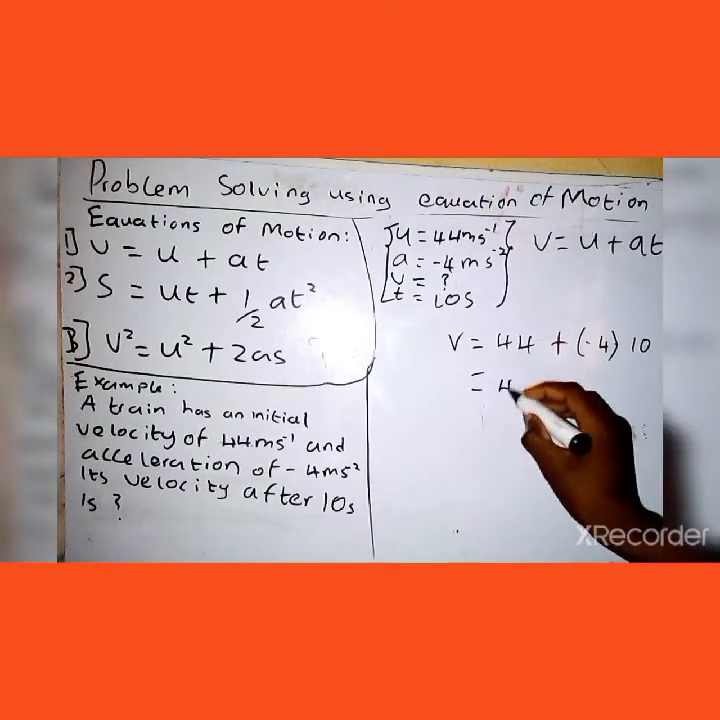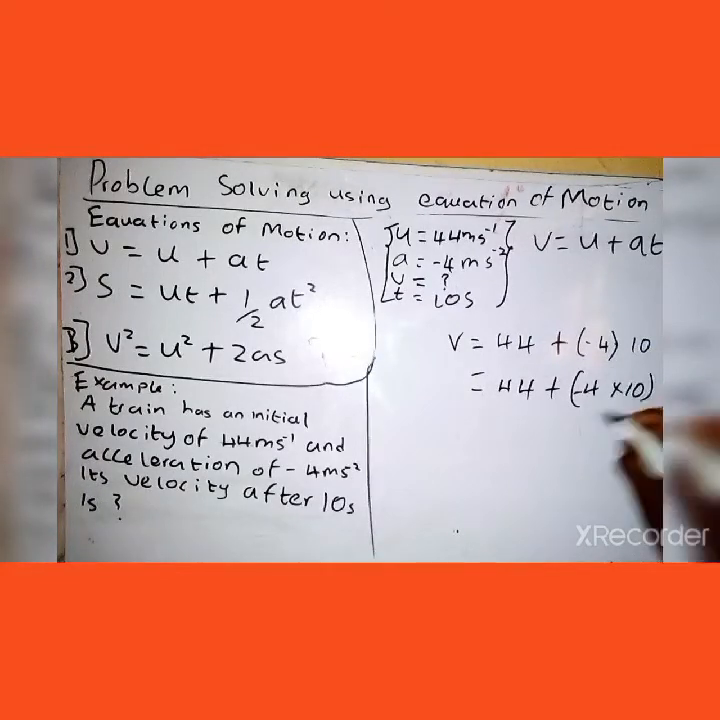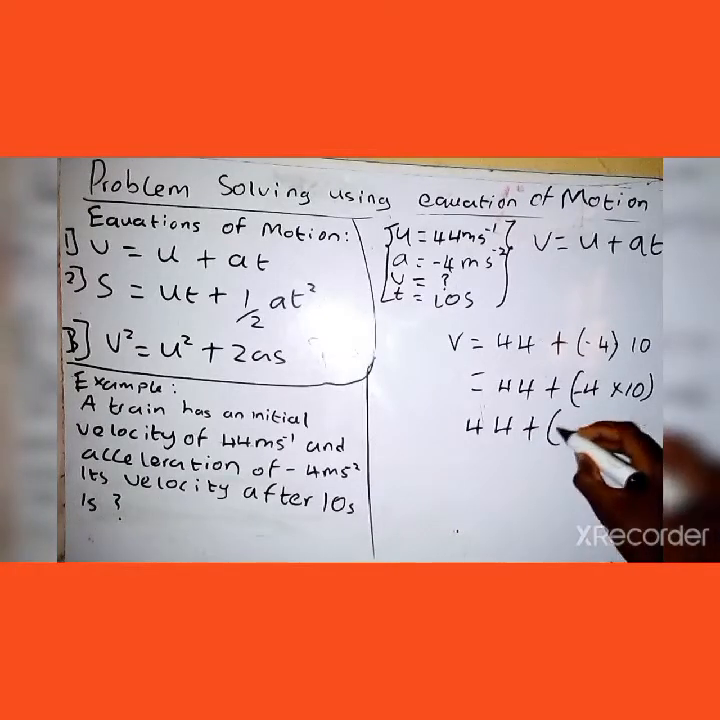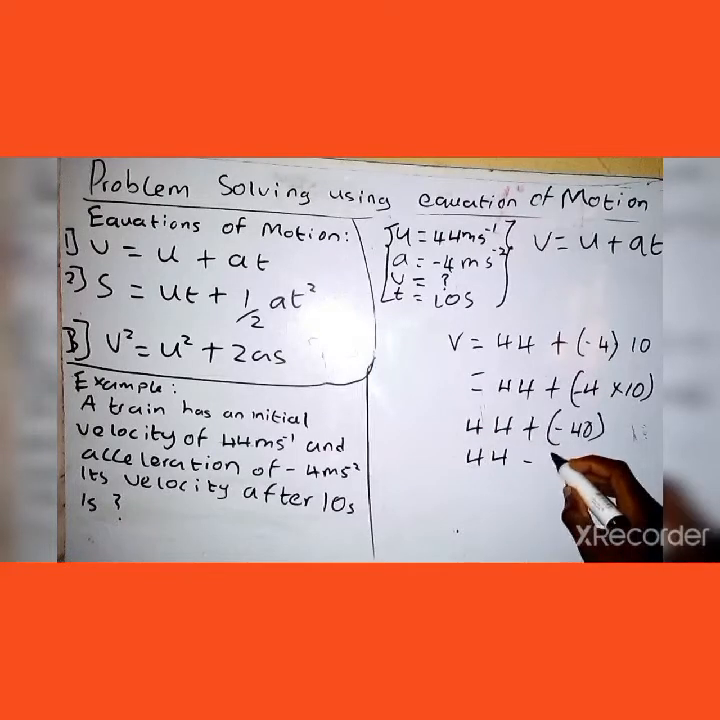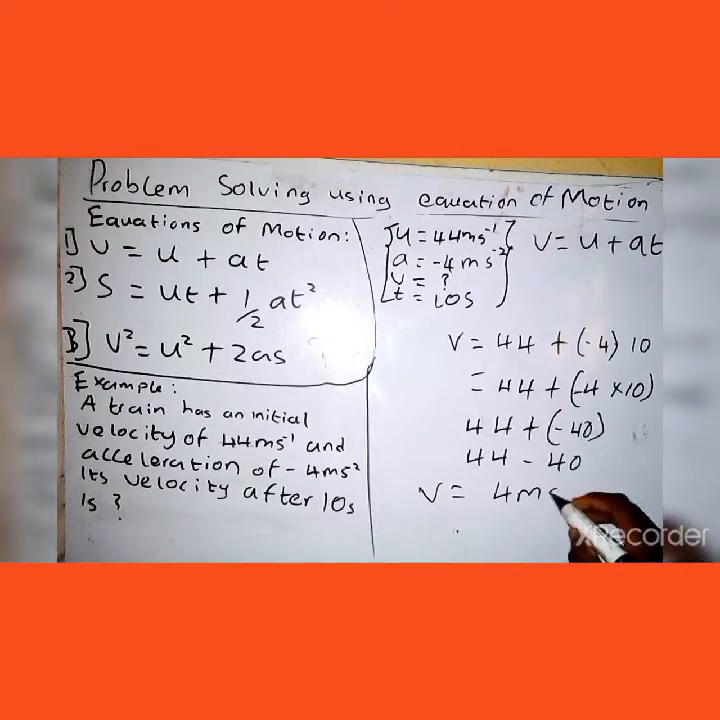So now 44 plus, in bracket, minus 4 times 10. We have 44 plus, in bracket, minus 40. Now we have 44 minus 40, plus times minus gives minus. So we now have 4. So our v, the final velocity, will now be 4 meters per second.